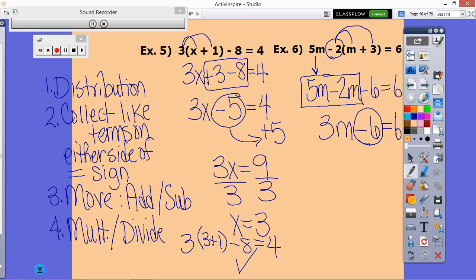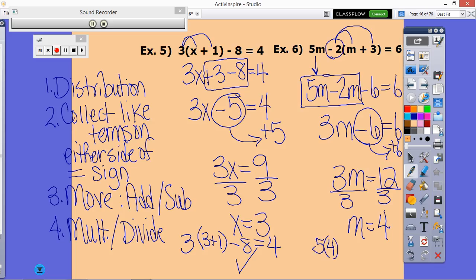I'm now ready to move, so I'm going to add over my 6. 3m is going to now equal 12, and I'm ready to divide. So m is now equal to 4. At that point, I'm checking my work. 5 times 4 is 20, minus 2 times 4 plus 3, which is 14, because 4 plus 3 is 7. So 20 minus 14 is 6, and that does check.